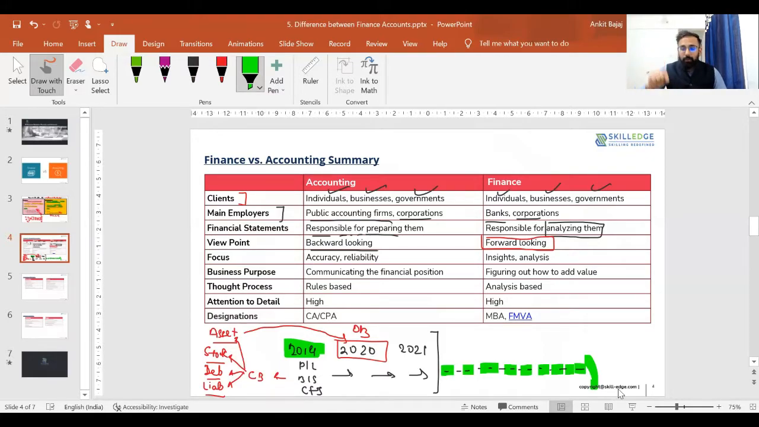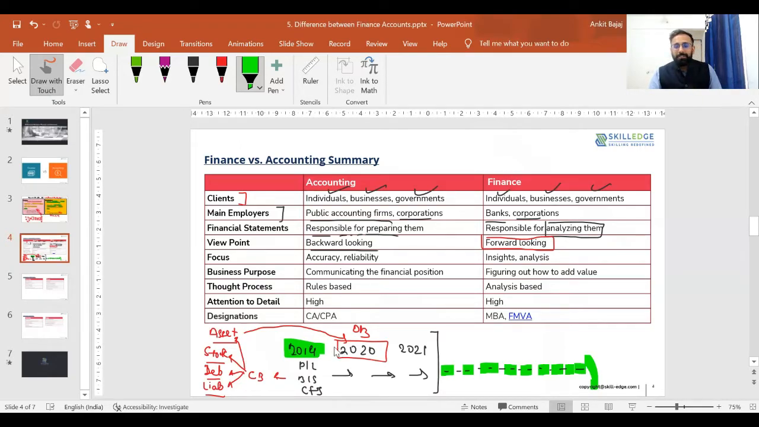flows of the company, that is, how much profit the company will be earning in the coming 5 years, right? This is my work. I will be forecasting the revenue, I will be forecasting the expenses, and this is what forward looking is, right? So analysts always do forward looking work with the help of previous financial statements.